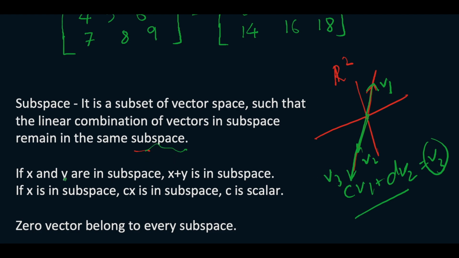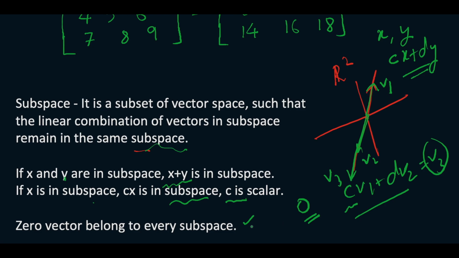So if x and y are in the subspace, then x plus y is in the subspace. If x is in the subspace, then cx is also in the subspace. So if you have x and y in the subspace, some constant times x plus some constant times y will also be in the same subspace, for our conditions to be satisfied so that it forms a subspace. Now a special condition is that the 0 vector will belong to every subspace, because when our constant c is 0, the answer will always be 0. So our 0 vector will belong to every subspace.